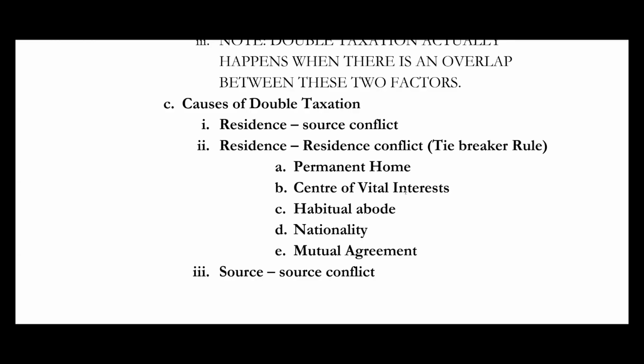If you can't break that tie, then finally we settle by mutual agreement, where you submit your case to them, and within 3 years, they have to find a solution for you. Then the source conflict is where two countries are saying your income arose from their source, right? And I told you that is usually rare, okay? So mostly in your exam, you'll be dealing more with residence-source conflict and residence conflict, right? Okay. So that was it.